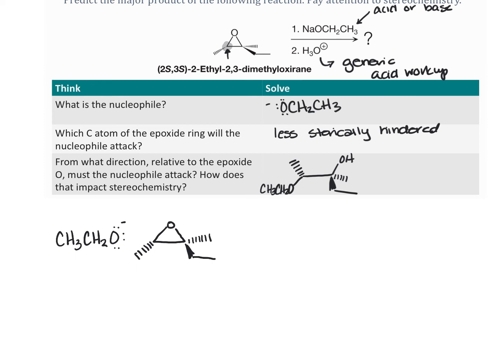So let's jump in here. So we've already talked about it's going to attack from under here. The carbon-oxygen bond breaks because it's the weakest, and those electrons go up on the oxygen. That is an SN2 reaction, and it forms CH3, CH2O, with another CH3 group there that's been pushed up. O.